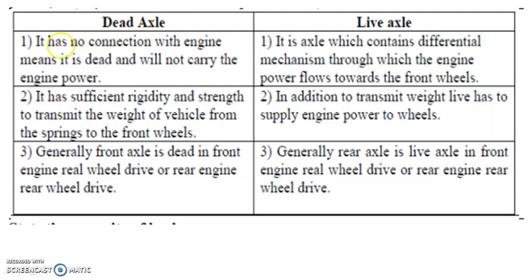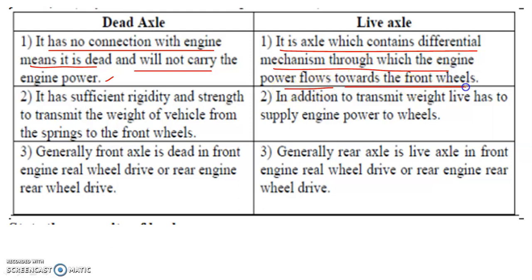Dead axle has no connection with the engine, which means it is dead and will not carry the engine power. While live axle is an axle which contains a differential mechanism through which the engine power flows towards the front wheel. So that's why it is called live axle. In case of dead axle, it will not carry the engine power. Dead axle has sufficient rigidity and strength to transmit the weight of the vehicle from the springs to the front wheel. In case of live axle, in addition to transmitting the weight, it has to supply engine power. So both functions are performed by the live axle: to transmit the weight as well as to supply the engine power.